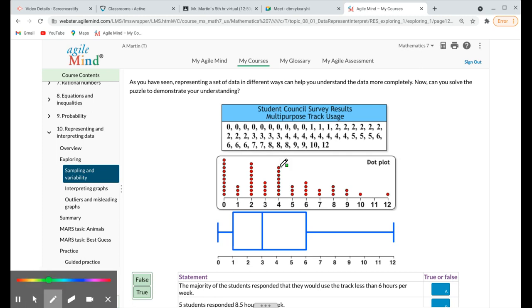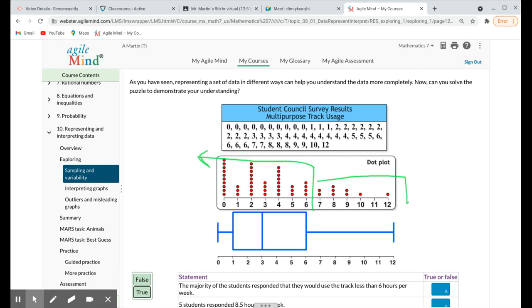So let's pay attention. It says 6 hours per week or less. So that's starting from right here and going this way. That's saying that most of the data is 6 hours or less. Or is most of the data over here? It's true, because the majority of the students want to use the multipurpose track field less than 6 hours a week. Correct. All right.